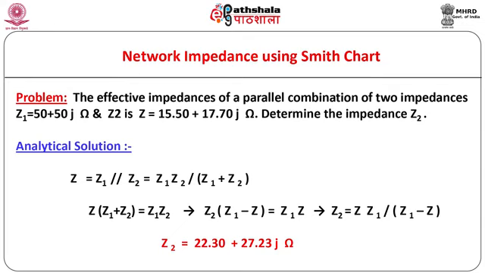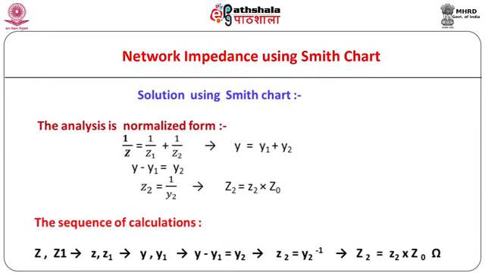The problem reads like this: the effective impedance of a parallel combination of two impedances Z1 and Z2 is Z. Determine the impedance Z2. The problem can be solved analytically as shown, and the answer is Z2 is equal to 22.30 plus 27.23j ohm approximately. Use of Smith chart gives the solution in an easy manner. The analysis in normalized form is as shown.